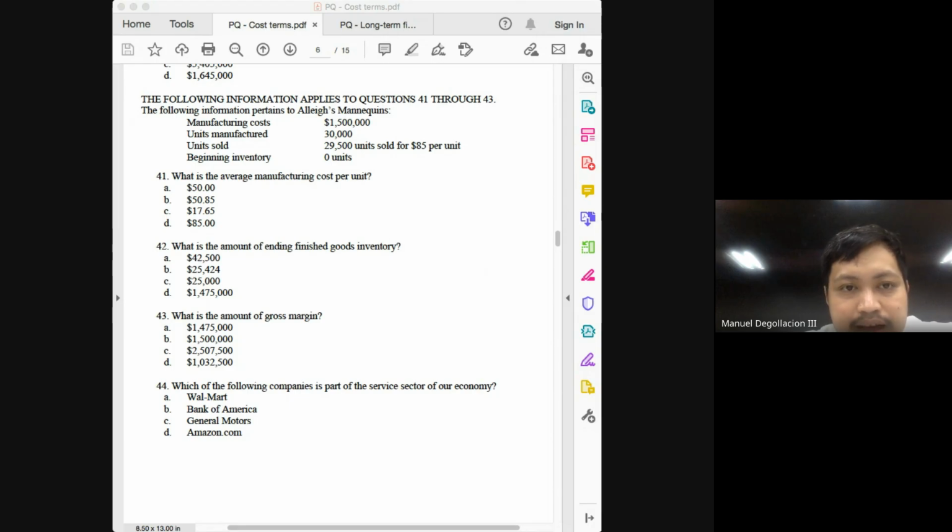2,507,500. Next, you deduct the total cost of goods sold, which is 29,500 times 50. How much is 29,500 times 50? 1,475,000. So 2,507,500 minus 1,475,000 will give you 1,032,500. So the answer in number 43 would be delta.